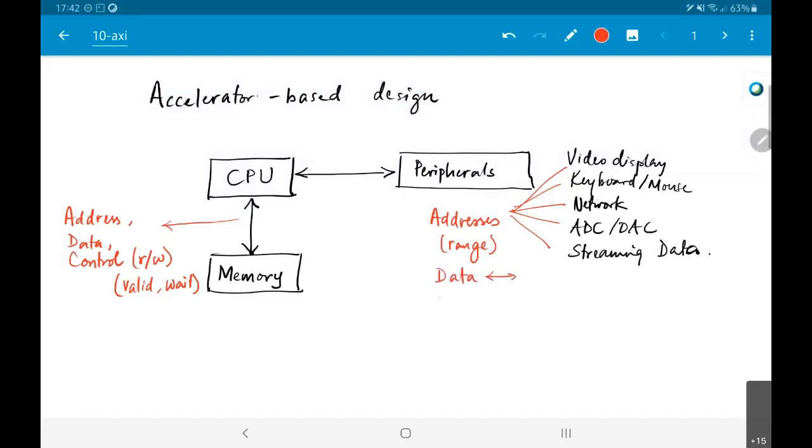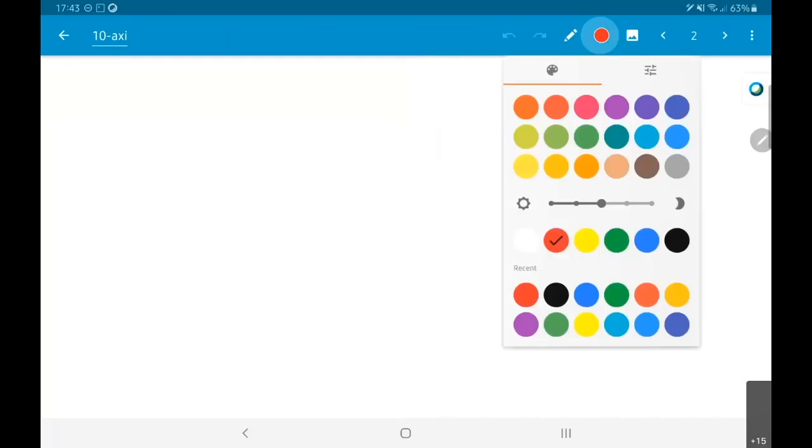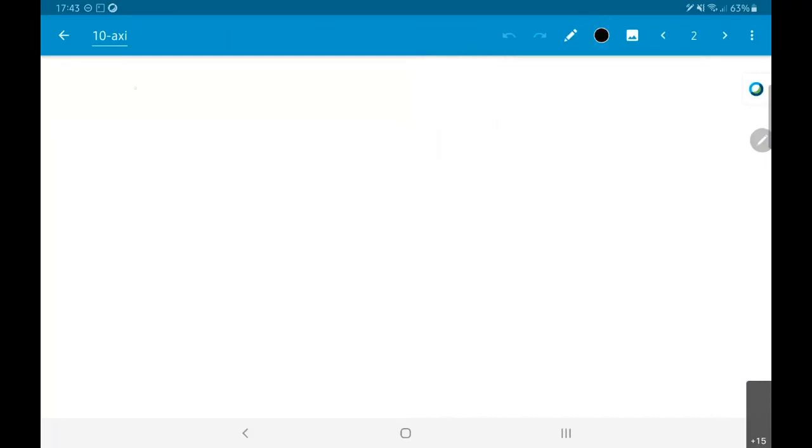Right? And there would be control signals. Once again, it would be things like read or write, whether data is valid, whether I need to wait, and so on. Which basically means that the way that I communicate with peripherals is essentially the same as the way that I would communicate with an arbitrary memory location.